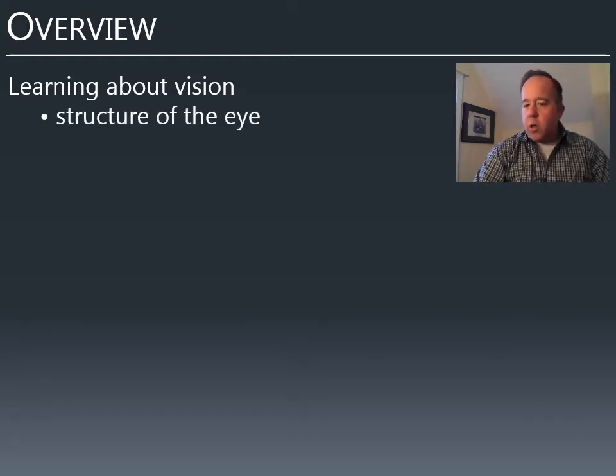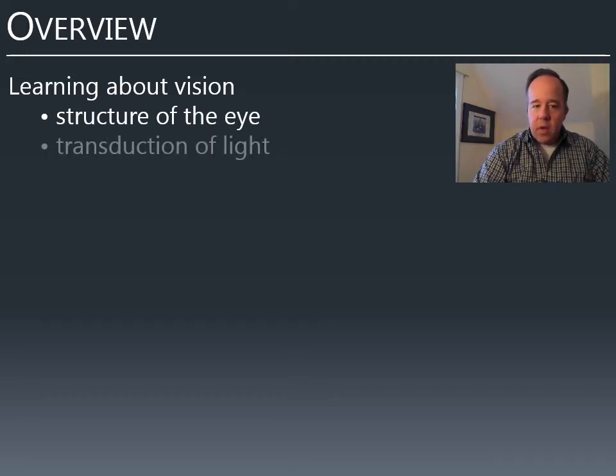We'll start with the structure of the eye. The eye, of course, is the organ we need for vision to be possible. So we'll talk about the eye physically. What are its parts? What do those parts do? And then we'll talk about function.